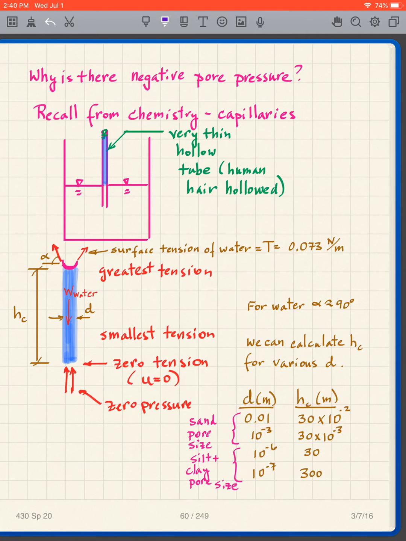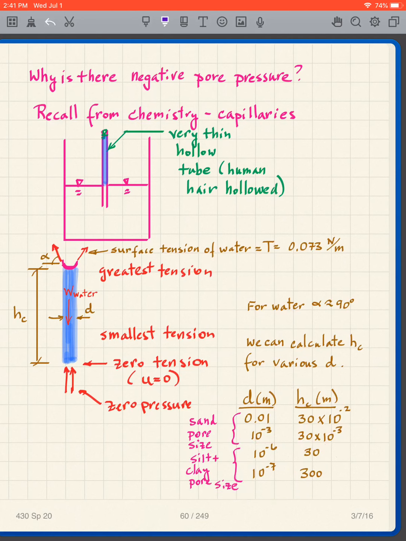Now, what does this D have to do with our soil type? Well, the D is what? Is the diameter of the hollow tube, or the size of our soil void. And what do I know about clay and silt? Well, the voids in clay and silt are very small. So I'm going to be down, silt and clay pore size is going to be down in here. So I'm going to get an HC of 3,300 meters.